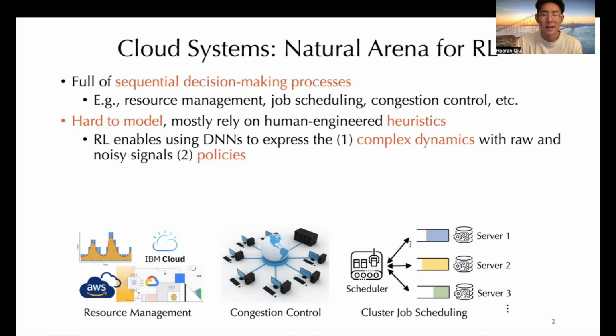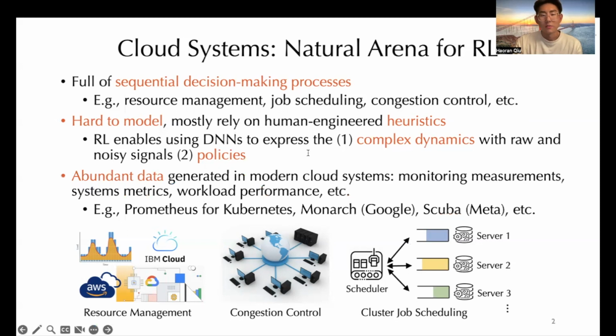The main reason is that these problems are hard to model due to dynamicity in applications and systems. Existing approaches are mainly relying on human-engineered heuristics or static policies. RL, which represents a popular category of online learning-based approaches, enables us to use deep neural networks, or DNNs, to express the complex dynamics with raw and noisy signals. And they can also be used to represent policies without relying on any inaccurate assumptions, such as the system models.